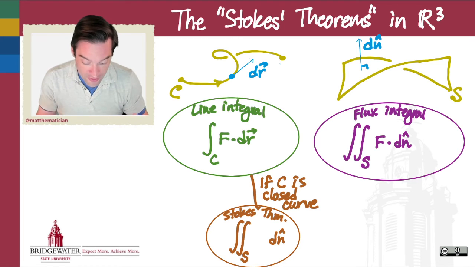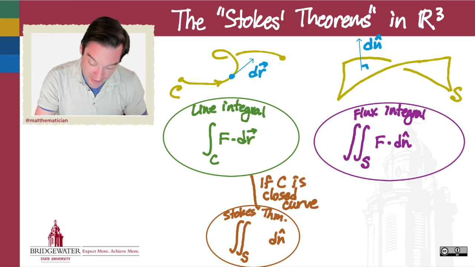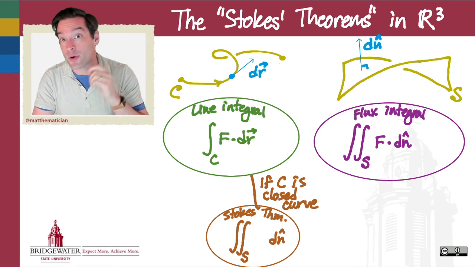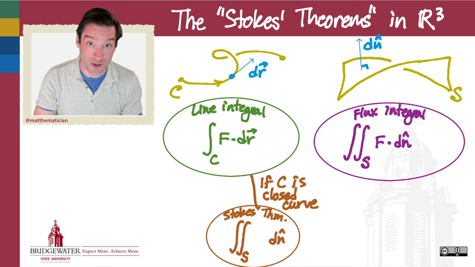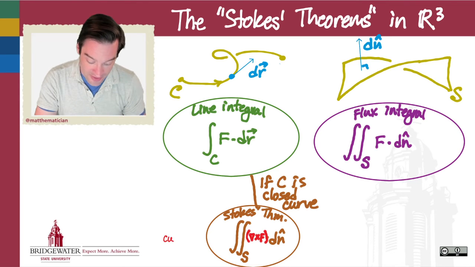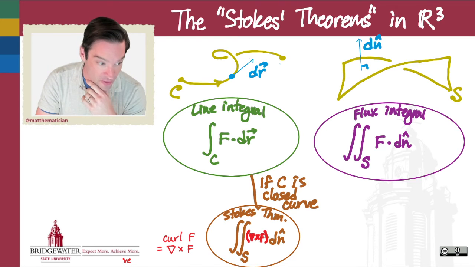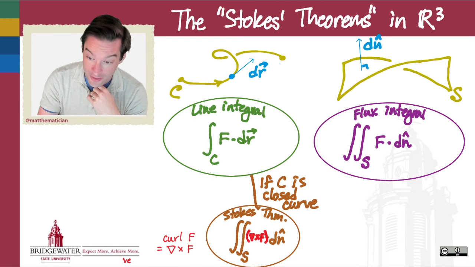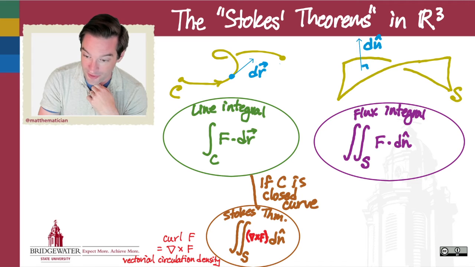And so the circulation density in a 3-dimensional vector field can't be a scalar quantity anymore. It has to have both a magnitude and a direction to tell me the direction of the circulation at each point. So instead of a scalar product, we end up with a vector product that describes the circulation density of a 3-dimensional vector field. That derivative is called the curl of a vector field, and it's nothing more than the vector cross product of the derivative operator with my vector field. We think of this as the vectorial circulation density, if you like. So this is one translation that we can do.